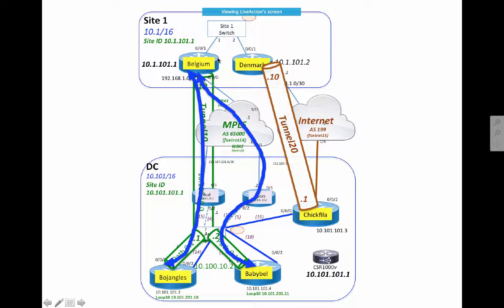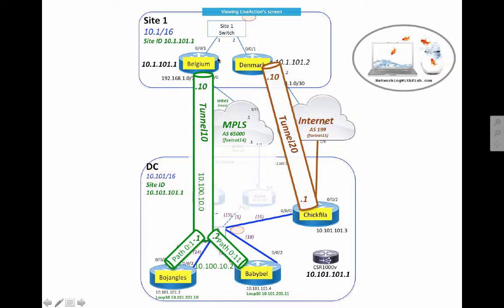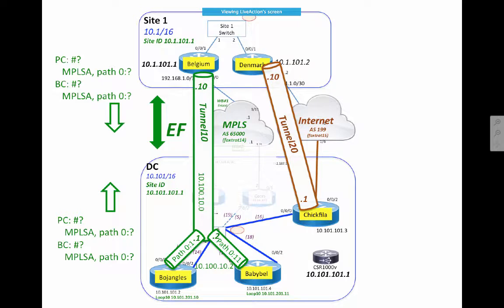So let's go ahead and play. So let's go ahead and go into here. And what we're going to do is, I already have EF traffic going across here. I have traffic with a Spirent traffic generator going between here and here. Okay, so now let's go over to the traffic generator. I'm running traffic over here.